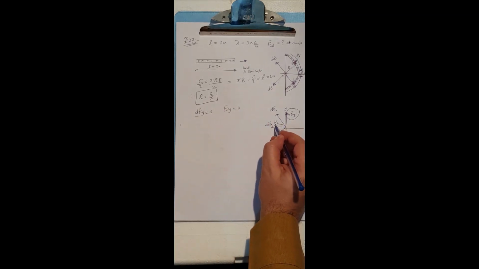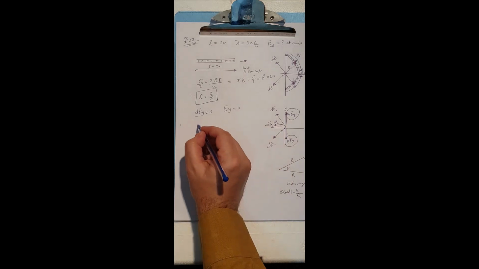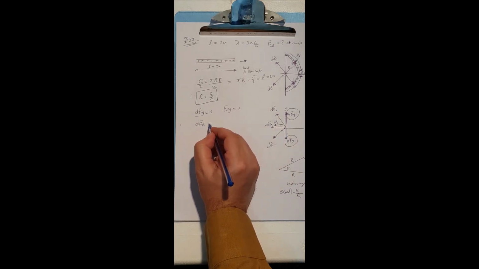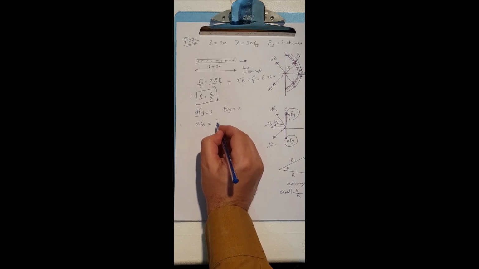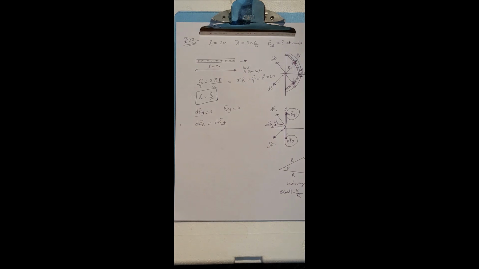But the dEx for each element, you can see they always add up in the same direction. So it means dEx is not 0, it's the total, and it's dE net for all the samples. Which means now the symmetry helps us to say that there is no electric field on Y, only on X, and we just have to calculate the electric field on X.